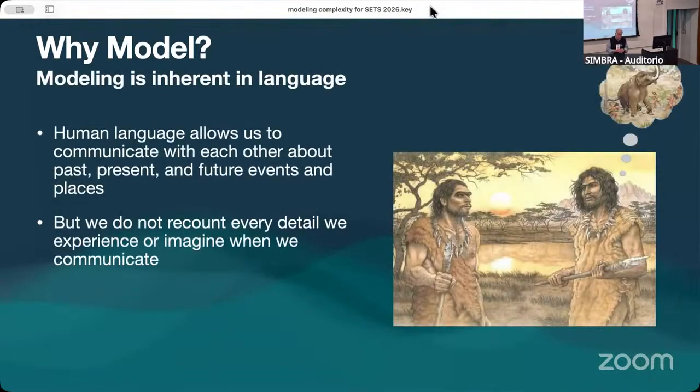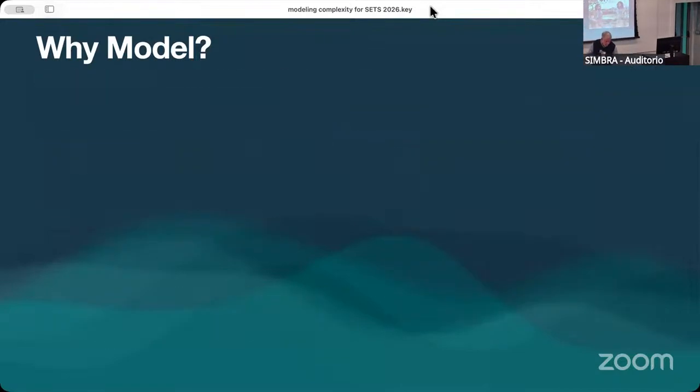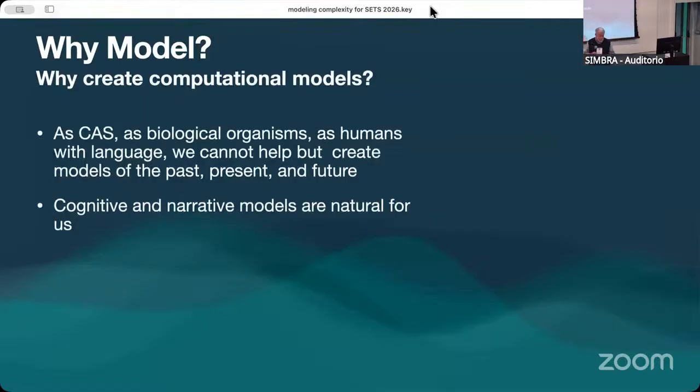Additionally, as humans, with our complex communication system we call language, modeling is inherent in language. It allows us to communicate and talk about past, present, and future events in many ways, right? But when we talk to each other, we do not tell every little detail of everything we imagine or experience. We filter that, and we create an abstract narrative model to represent the things that we think are most important to get across to others. So these are some reasons why we inherently model, and we can't help but do this. Cognitive and narrative models are just natural to us all the time.